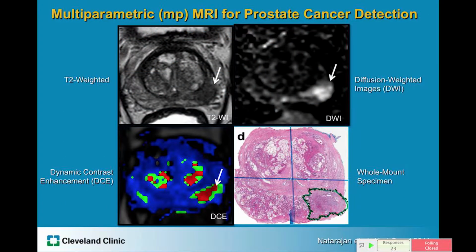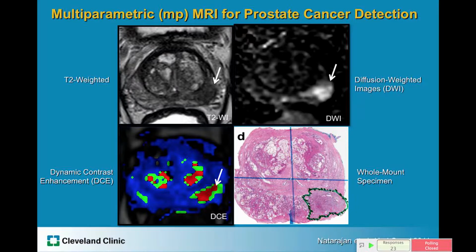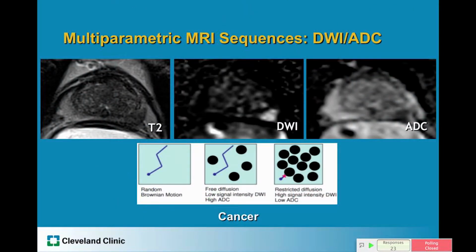Okay, so what is the appearance of prostate cancer on MRI? Well, as you probably know, prostate cancer tends to be dark on T2-weighted imaging. It actually appears light on diffusion-weighted imaging, but the ADC value is low, and we'll briefly talk about what that means. And it has a typical enhancement pattern on dynamic contrast enhancement.